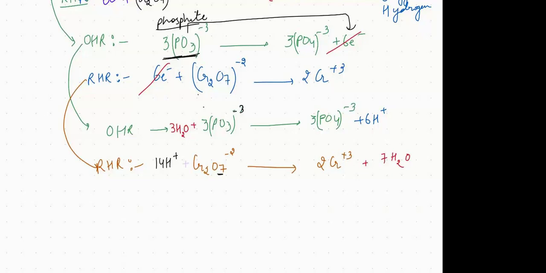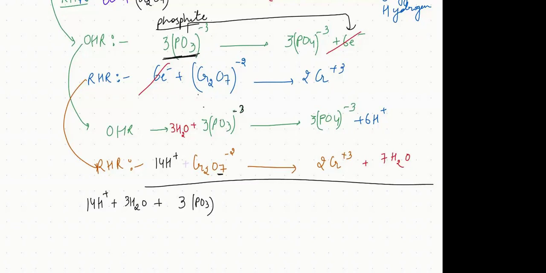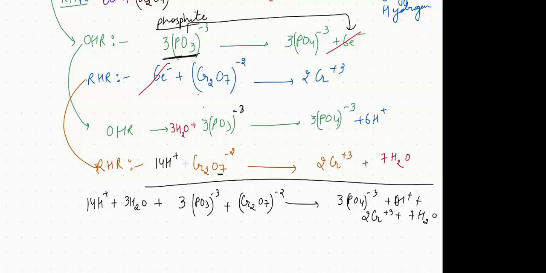And hence, when you get the equation, add it up. So basically 3 water. So overall you added up 14H+ plus 3 water plus 3 PO3^3- plus Cr2O7^2-. It gives me 3 PO4^3- plus 6H+ plus 2 Cr^3+ plus 7H2O. So you cancel water wherever it is extra.